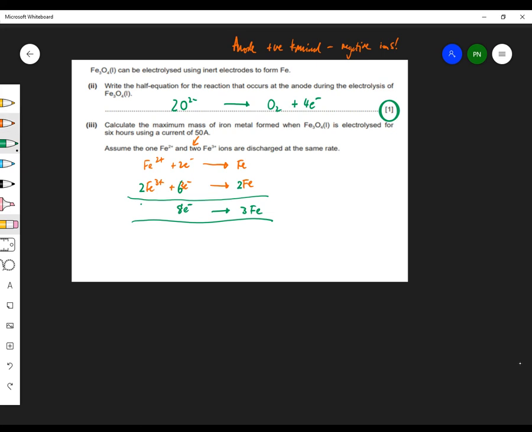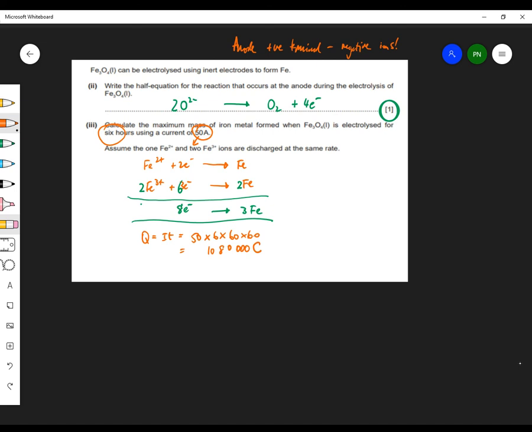So let's see how much charge we've got. Well, Q is equal to IT. I is 50. Time is 6 hours, so it's 6 hours times 60 minutes times 60 seconds. And if we work through this, we get 1,080,000 coulombs. Okay, how many Faradays is that?